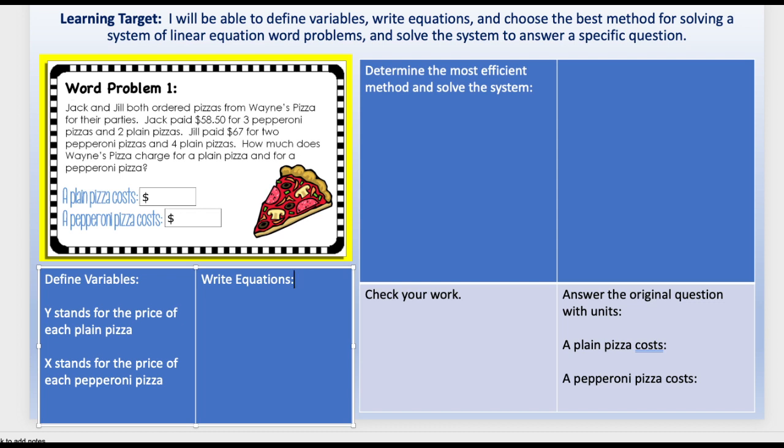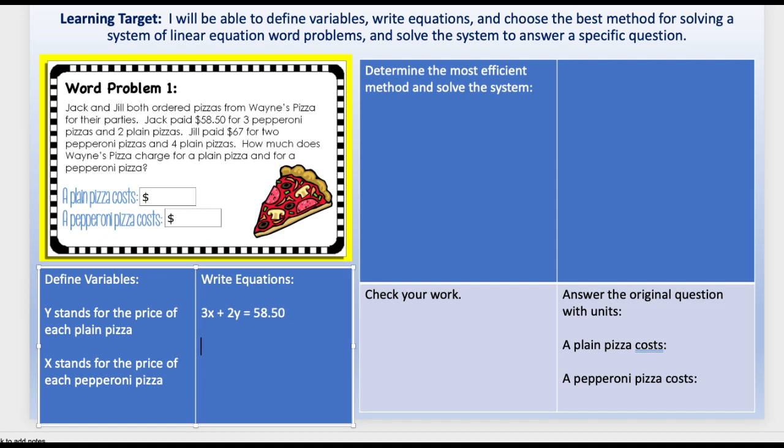Let's start by writing an equation for Jack's purchases. So Jack spent $58.50 total, and he bought 3 pepperoni pizzas. So I'm going to write a 3, and then I'm going to multiply it by X, because X is the price per pizza. So 3X plus Jack also bought 2 plain pizzas, and we have Y standing for the price of plain pizzas, so that's why I'm multiplying the 2 times Y. Jack's total is $58.50. So now we have an equation for Jack.